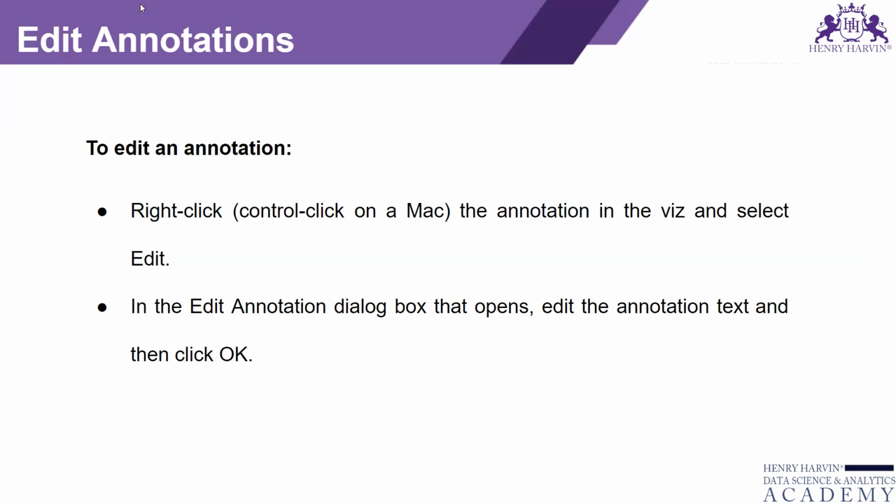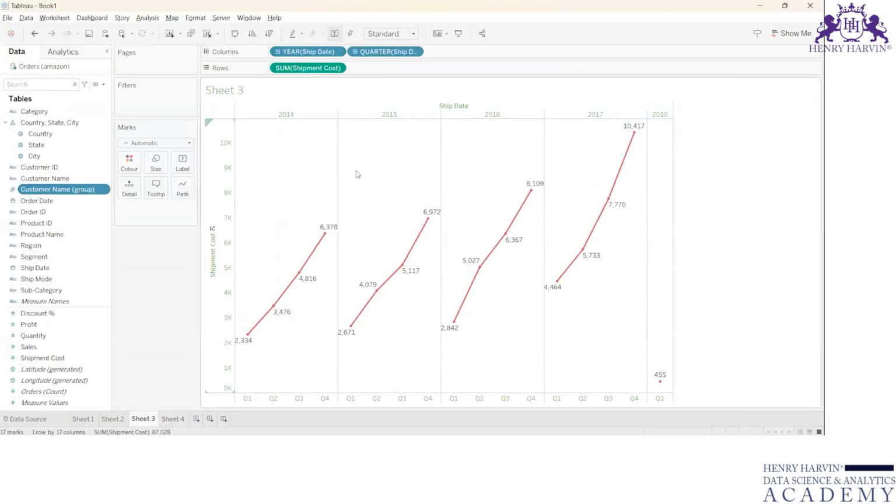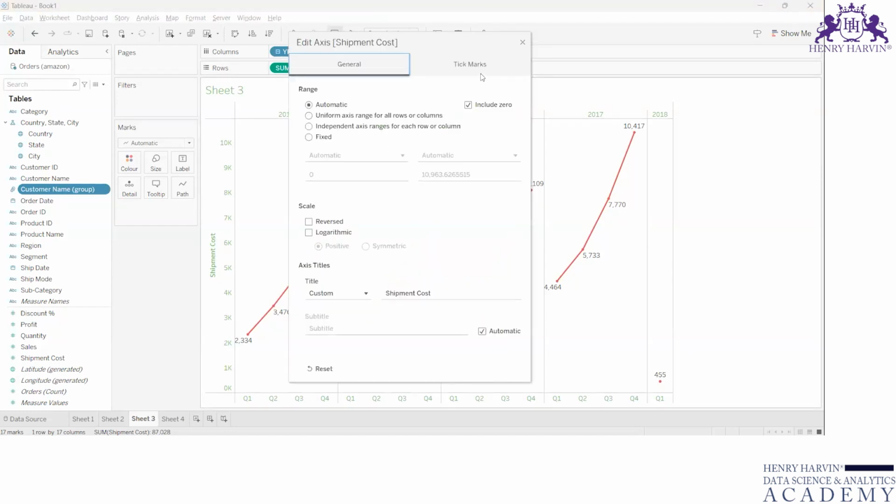Okay, so now we'll go to see how to edit an annotation and to format an annotation. Let's say I go here in this visualization. Now the first thing is edit axis. Now this is my edit axis.